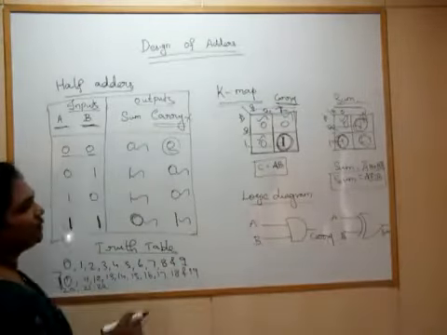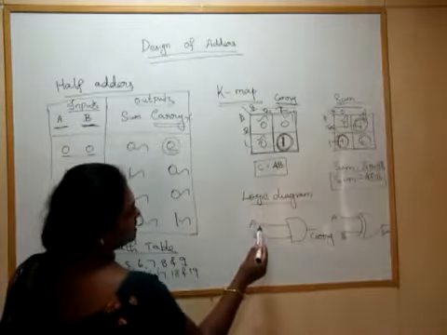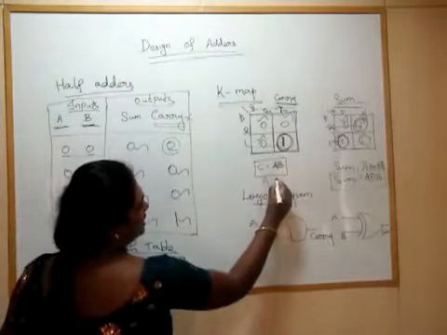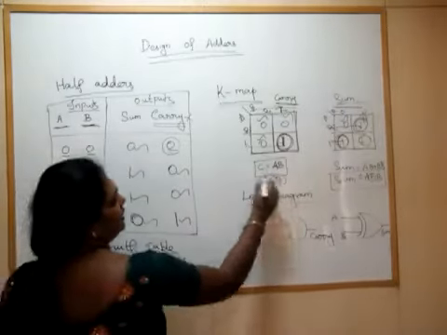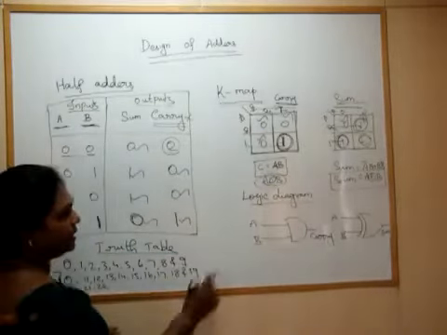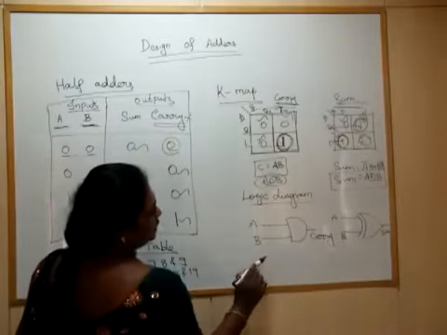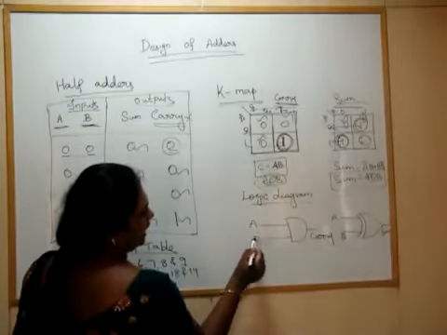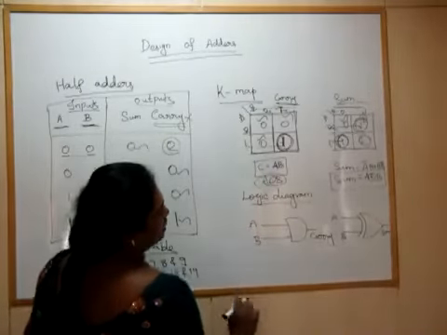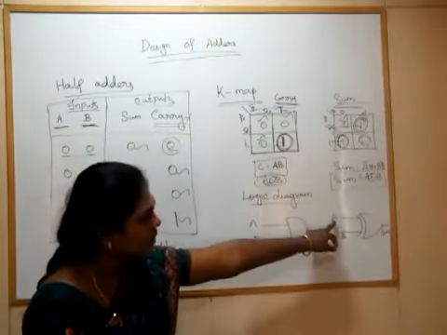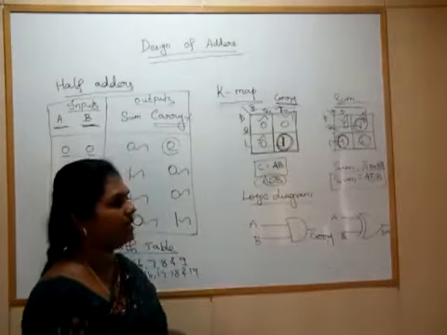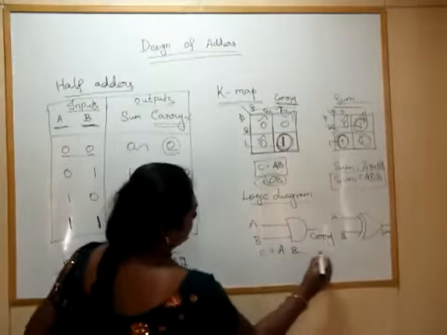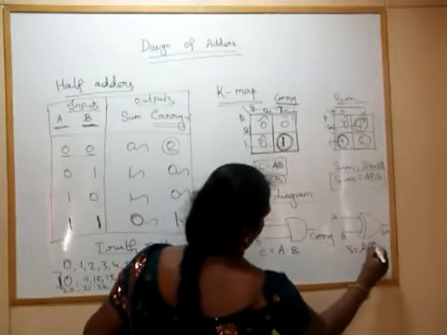So finally you draw the logic diagram. Carry equals A into B. A into B is a product term, and a product term is nothing but an AND gate. You give inputs A and B to the AND gate, which will be your carry, and you give inputs A and B to the exclusive OR gate, which is your sum. So carry C equals A into B, sum S equals A exclusive OR B.